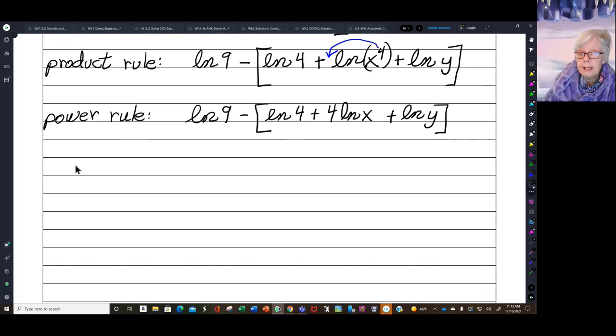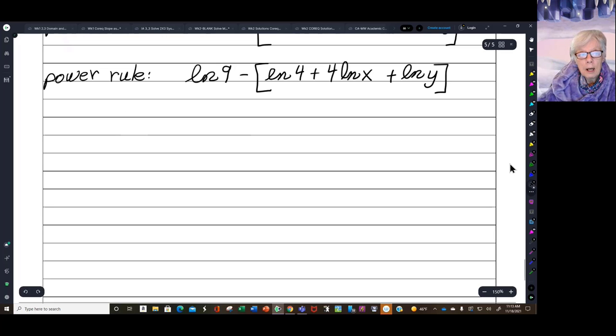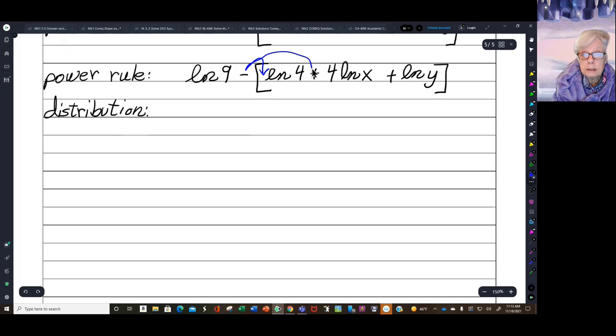And then, you know what, up here, in the previous problem, I didn't give a step to distribution, but it's very important. I mean, I did it, but I don't think I called it anything. But where would we be without it?